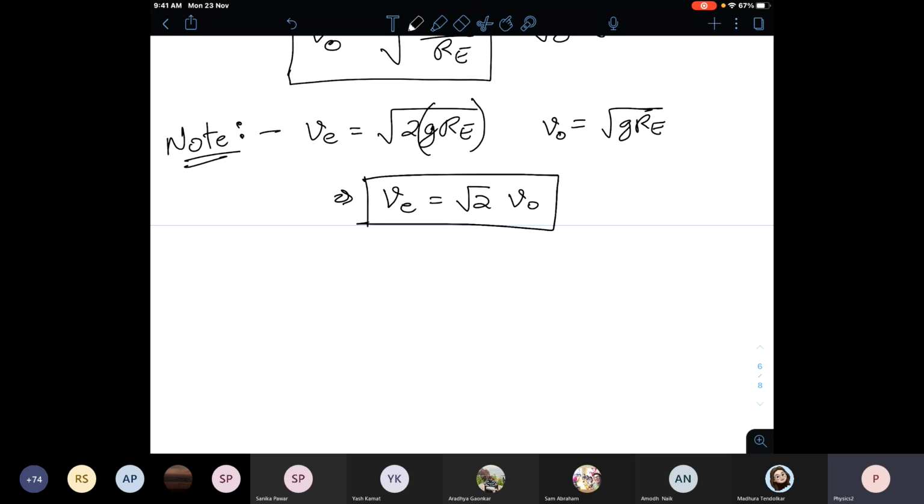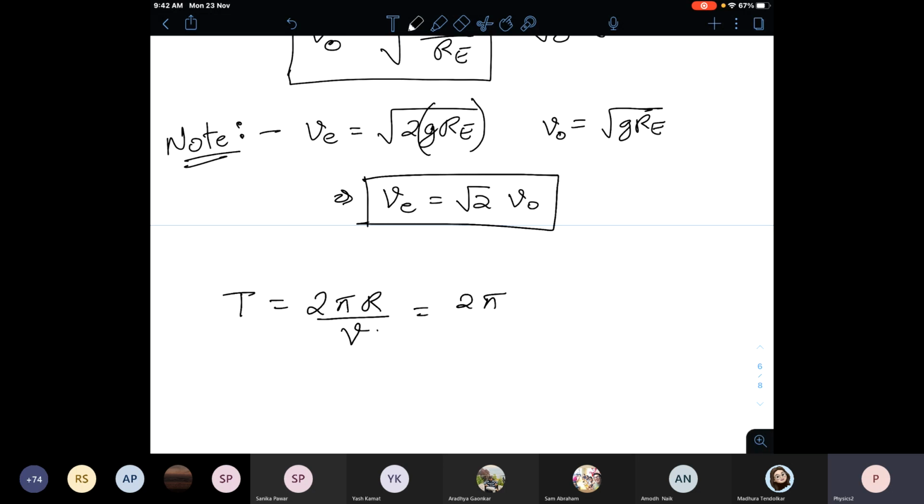Now let's come to time period. So how to calculate the time period of a satellite revolving at a height h from the surface of the Earth? So simple, you know the formula. It is 2 pi r by v. Simple. This is the formula for the time period of a circular path, circular motion.